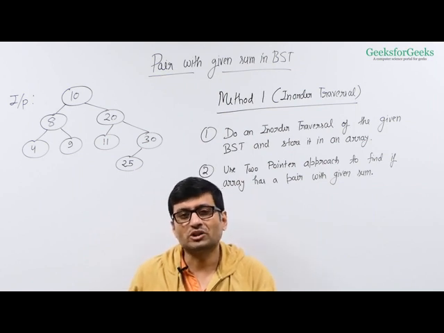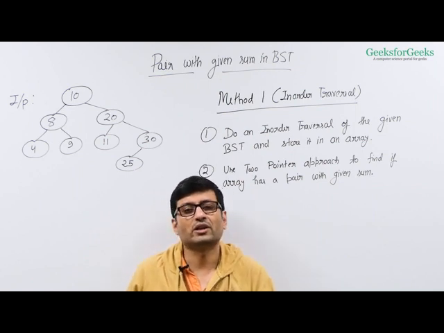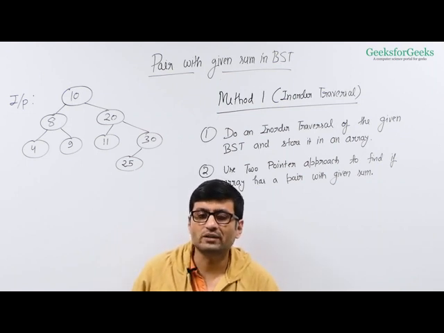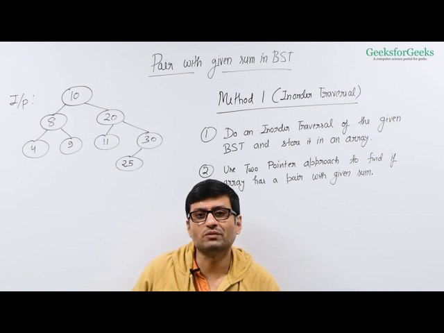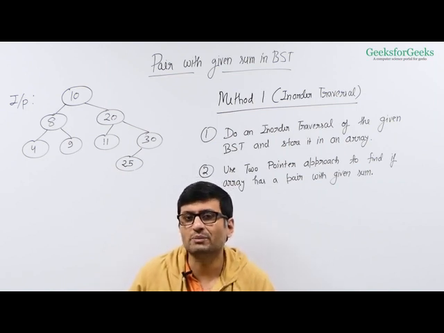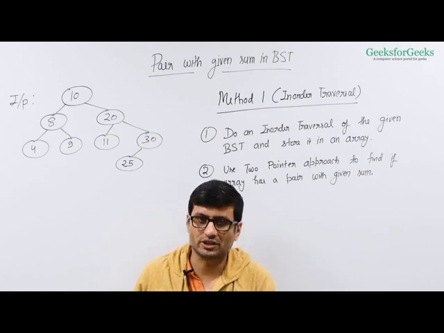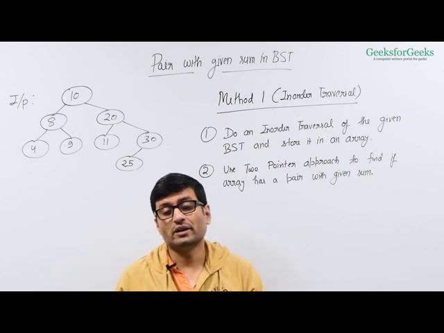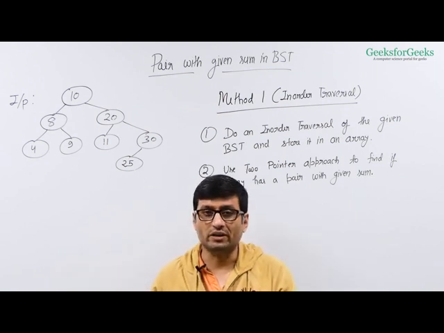And how much auxiliary space does it require? It requires an array for storing in-order traversal, that's big O of n, and plus big O of h probably for the recursion call stack. So the overall extra space is big O of n plus h. Since h is smaller, we can ignore h. So overall extra space is big O of n.